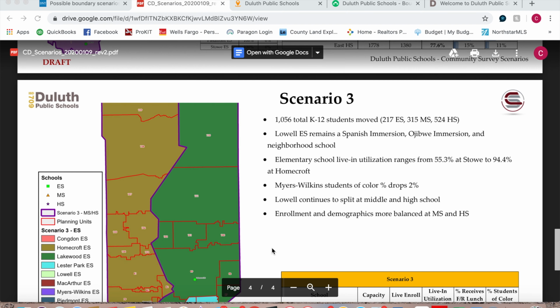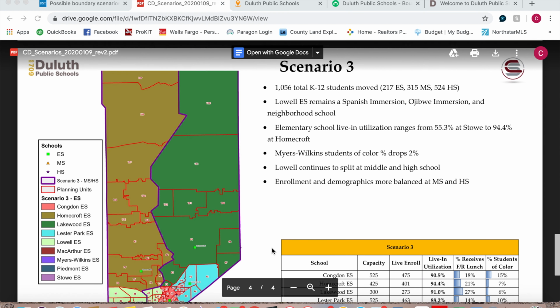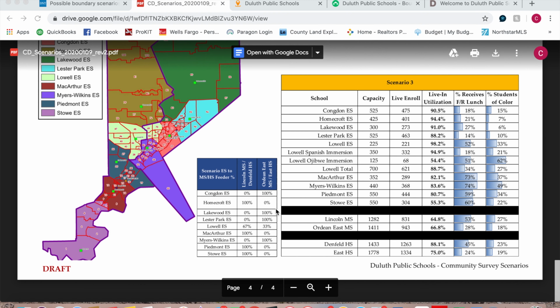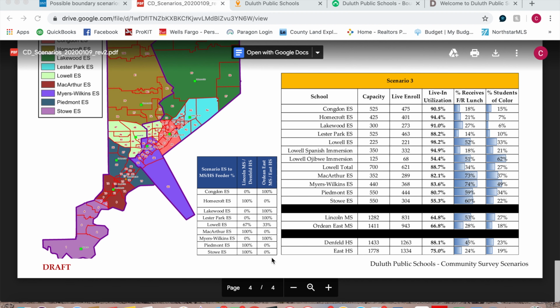Scenario number three is kind of a compromise between both options. Lowell Elementary School remains a Spanish immersion, Ojibwe immersion, and a neighborhood school. With this, enrollment and demographics both become more balanced at the middle school and high school level. Again, you can see which elementary school will funnel into which middle school, and then to what high school as well.